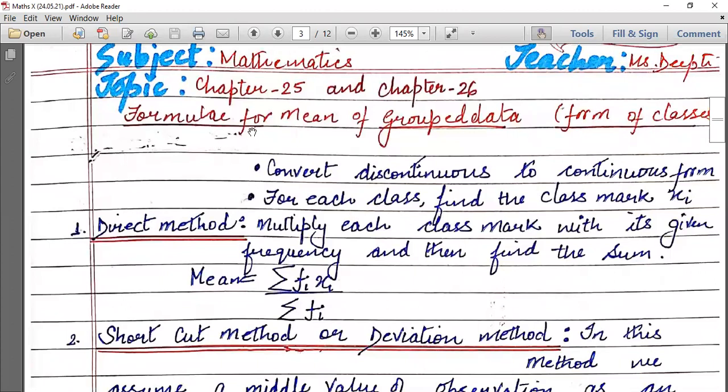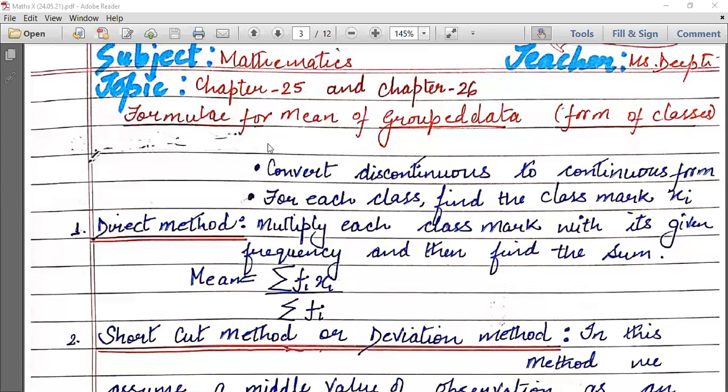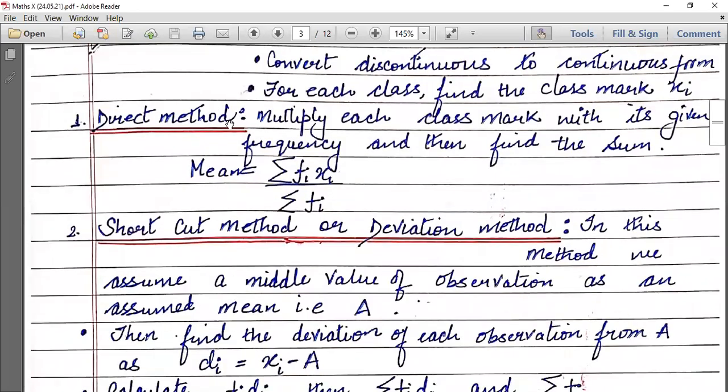Now children, let's discuss the formula of mean when it is grouped data. It means you are given the data in the form of classes. First thing you will do: if it is in discontinuous form, inclusive form, then you will convert it into exclusive form, that is continuous form. Then for each class you will find the class mark. And then we have three methods to do this. Let's read the first method. Children, it's the direct method.